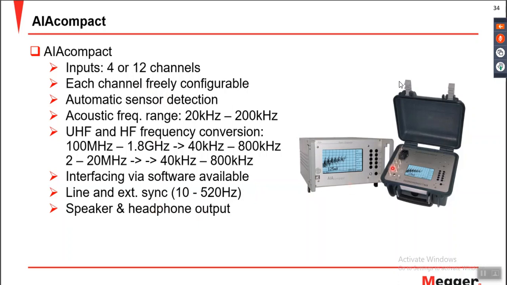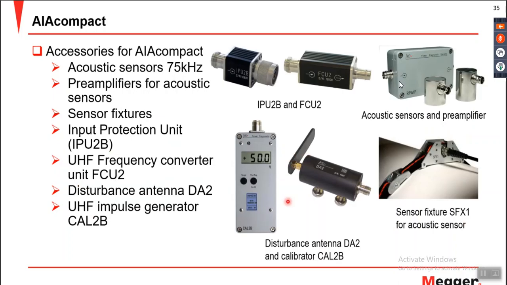And as it is an acoustic measurement, you have a headphone or a speaker inbuilt in your instrument, which can actually simulate the sound of the acoustic signals. And the accessories are almost the same as what we showed during our GIS Monitor Portable. The only thing added is the acoustic sensors along with the preamplifier and the special fixtures for connecting this acoustic sensor on the body of the GIS. As the GIS body is curved, we have a special SFX1 sensor fixture built for these acoustic sensors.